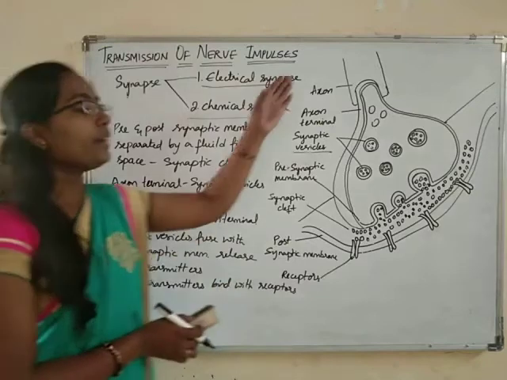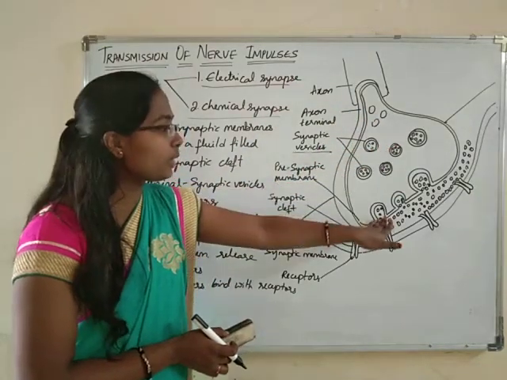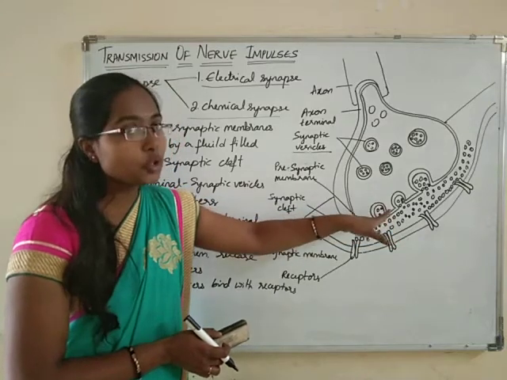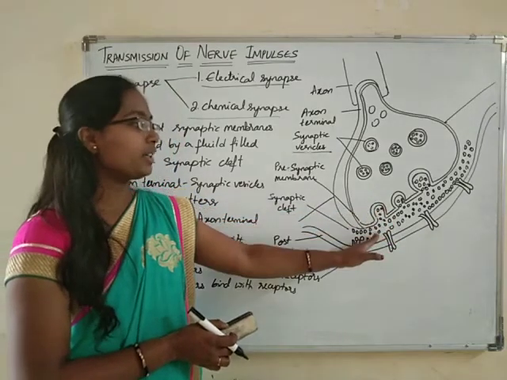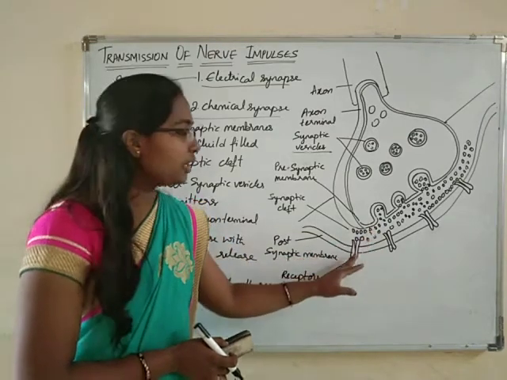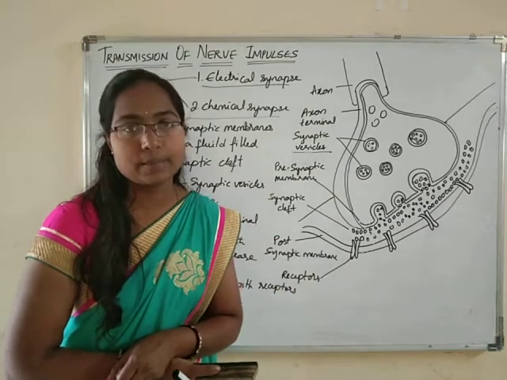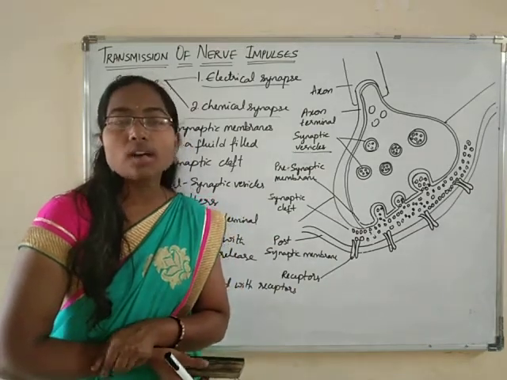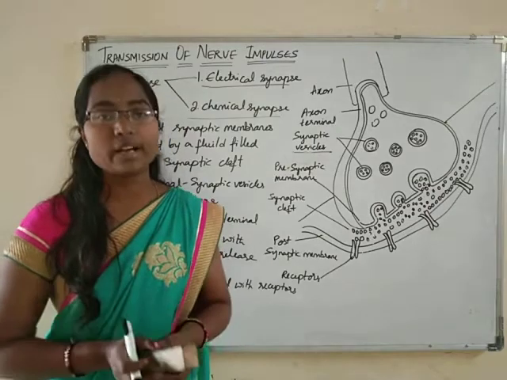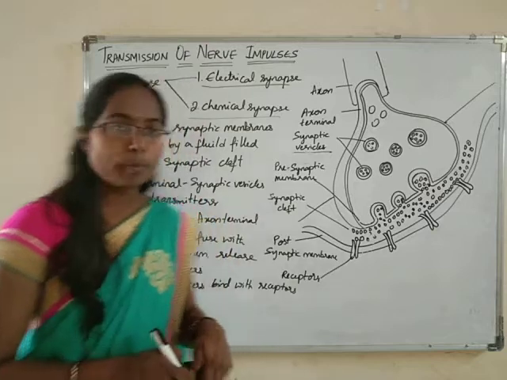Whenever the nerve impulse reaches the axon terminal, the synaptic vesicles move towards the presynaptic membrane, fuse with it and release the neurotransmitters into the synaptic cleft. These neurotransmitters bind with the receptors. Once the neurotransmitters bind with the receptors, they cause the ion channels in the postsynaptic membrane to open.